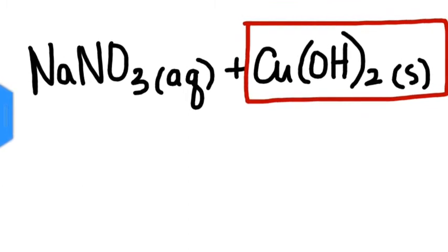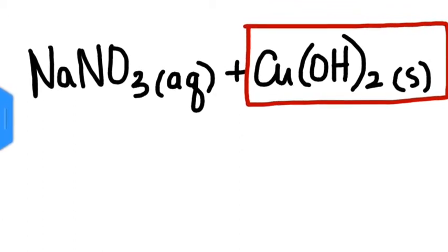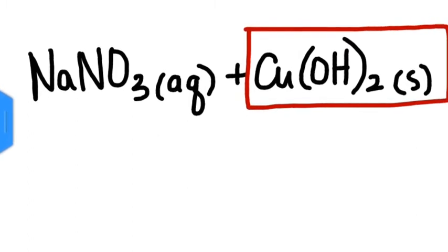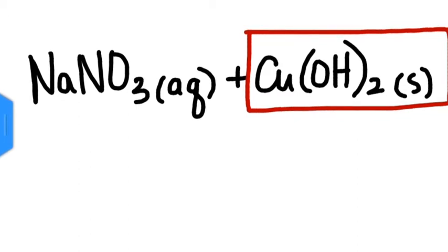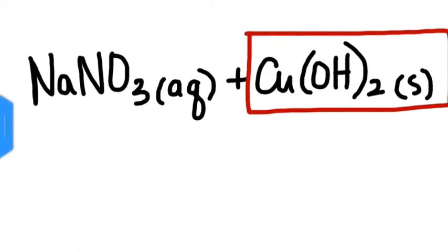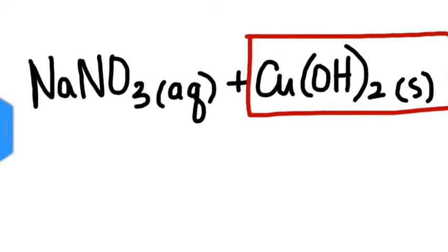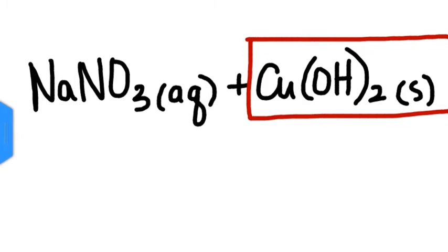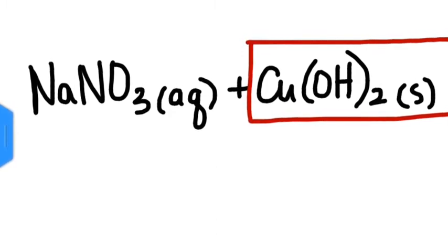The beauty of this lab is that all of the reactions occur in one test tube. So the products from this reaction will become the reactants for the next reaction. When we write the next chemical equation, however, we're only going to include the copper 2 hydroxide, and that's because the sodium nitrate is not affected by the heat in the next reaction.